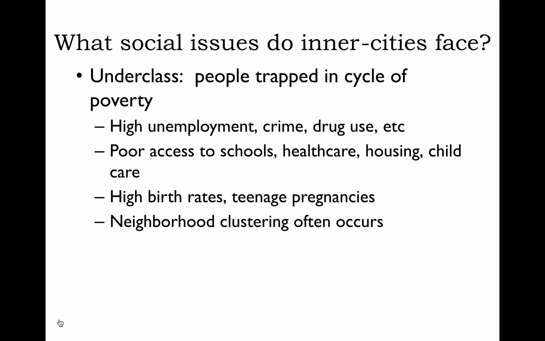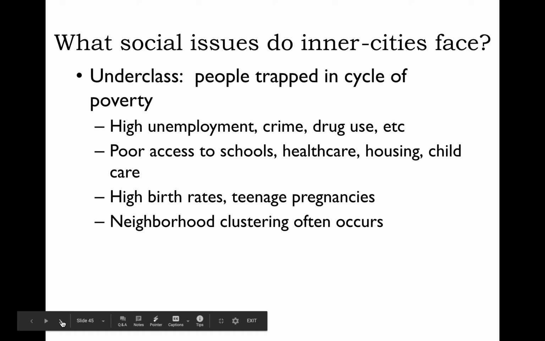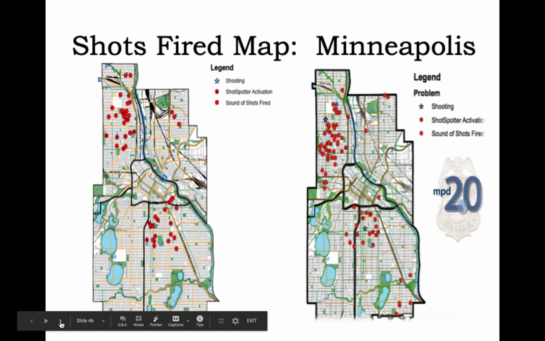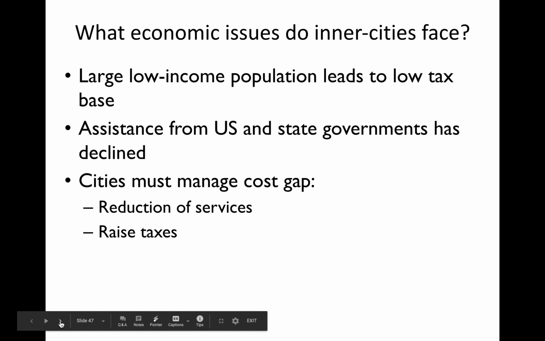They tend to have children at a very young age, which can create a huge problem. If we go back to our population pyramids, that would again put more strain on the labor sector, those that provide for the youth dependence. Neighborhood clustering often happens. And we can see violence as a result of this underclass in these impoverished conditions.